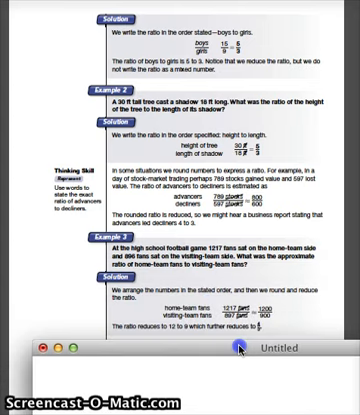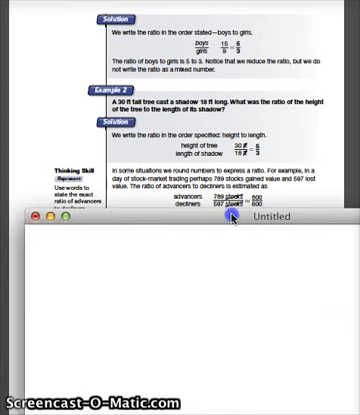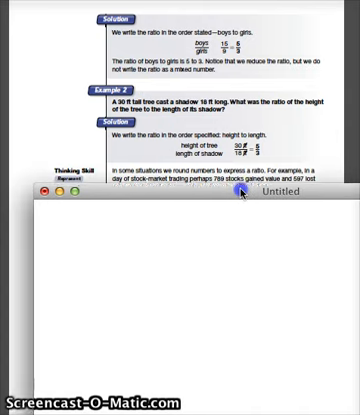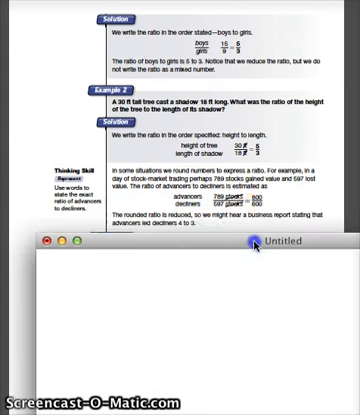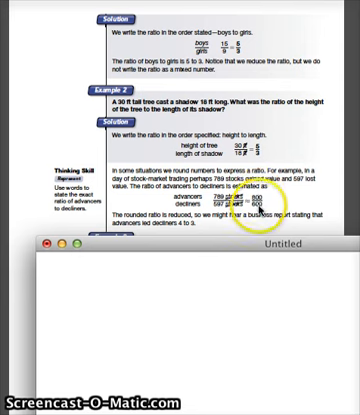Now let's look at this. In some situations we round the numbers to express a ratio. For example, in a day of stock market trading, perhaps 789 stocks gained value and 597 lost value. The ratio of advancers to decliners is estimated as, advancers is another way of saying the ones that gain value. So that's why that's the first one, the one on top, 789, over the ones that lost value, the decliners, 597, and then you notice they rounded it to 800 over 600. So that way you could reduce it, and it becomes 4 to 3, or 4 over 3.